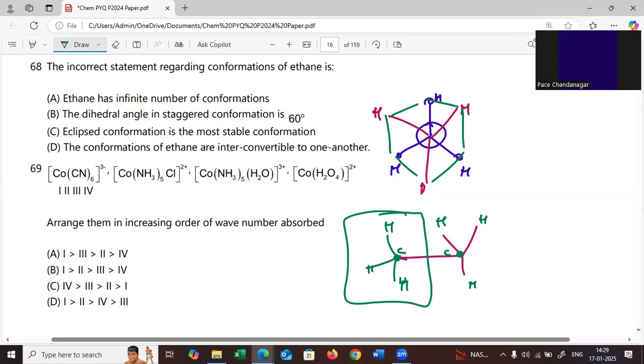Ethane has an infinite number of conformations. No, it has got five conformations only.